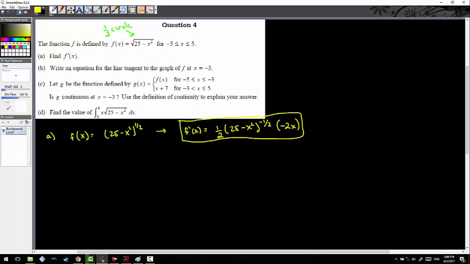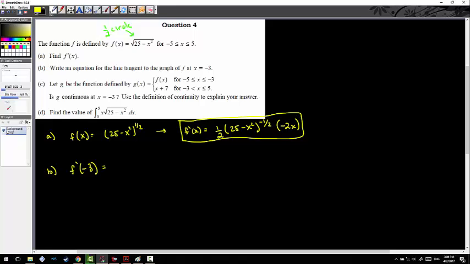Okay, part B. Write an equation for the tangent line for the graph at x equals negative 3. So basically, we just found the slope. We found the slope anywhere, but we don't want the slope anywhere. The $64,000 question is, where do we want the slope? It's going to be at negative 3.